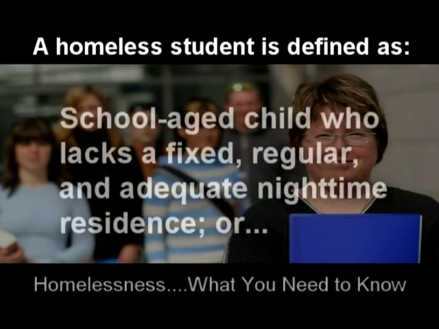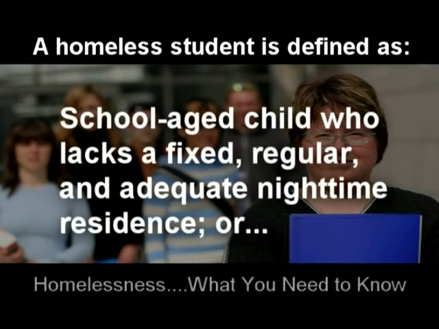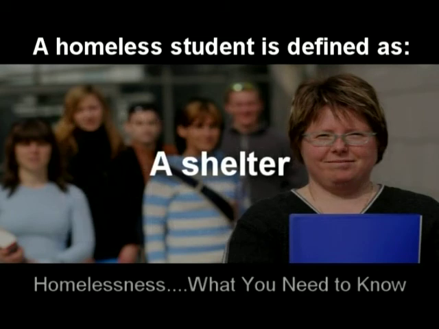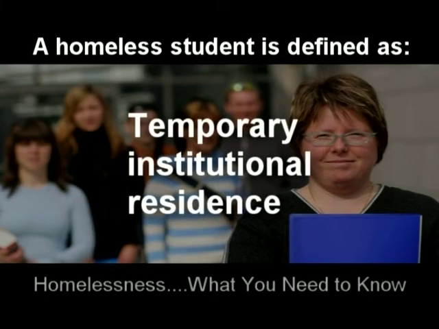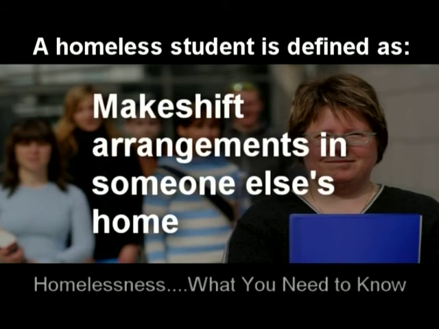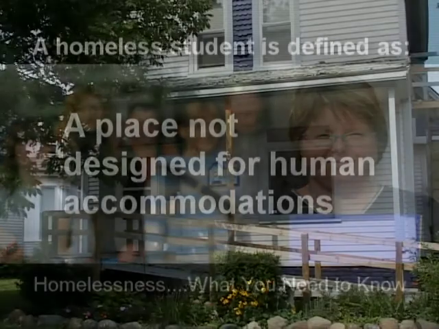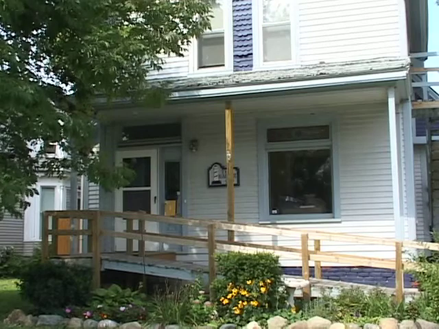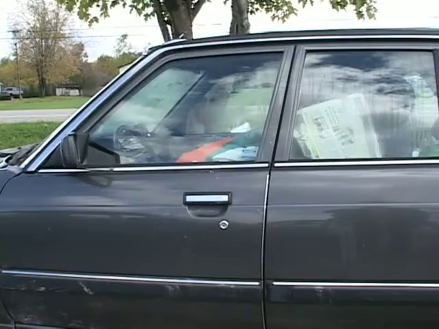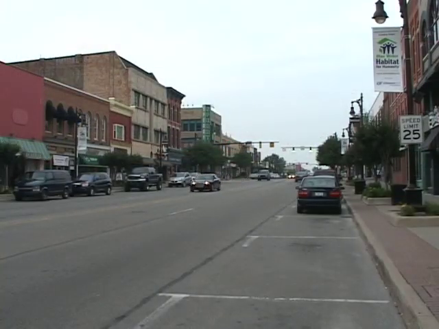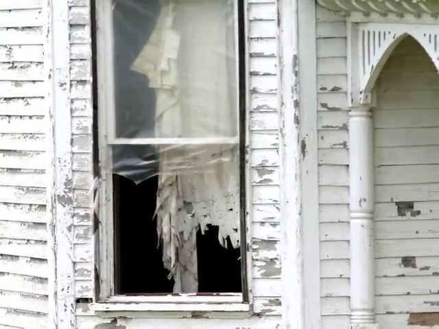A homeless student is defined as a school-age child who lacks a fixed, regular, and adequate nighttime residence, or a school-age child who has a primary nighttime residence that is any of the following: a shelter, temporary institutional residence, makeshift arrangements in someone else's home, and a place not designed for human accommodations. These children may spend their nights in shelters, motels, under bridges, at churches, in cars, on the street, doubled up with friends or family, or they may live in abandoned buildings.